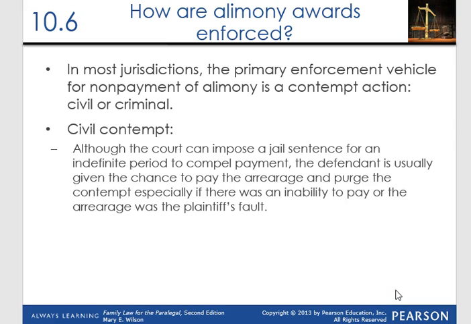In most jurisdictions, the primary enforcement vehicle, again, is contempt. Civil contempt, although the court can impose a jail sentence for an indefinite period to compel payment, the defendant is usually given the chance to pay the arrearage and purge the contempt, especially if there was an inability to pay or the arrearage was the plaintiff's fault.